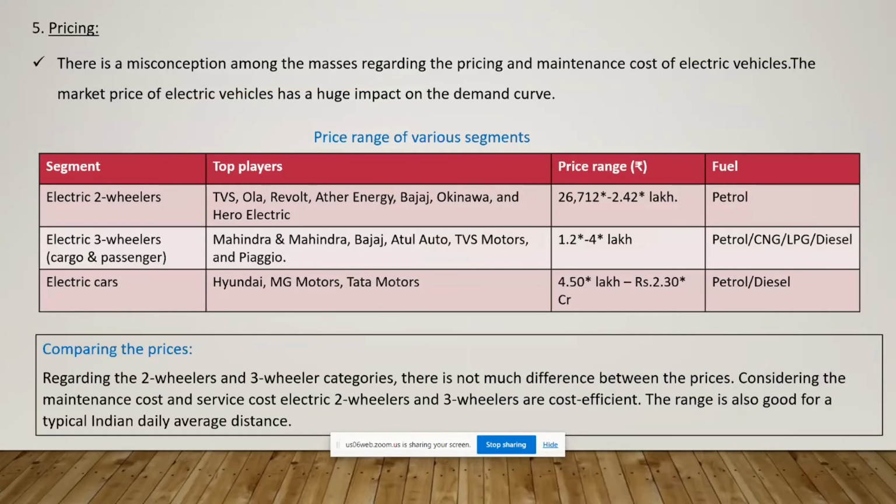And pricing. There is some misconception about the pricing of fuel and electric vehicles. People think electric vehicles are too costly to buy, but that is not the case. This is the price range, and I admit that electric cars are now costlier compared to other fuel vehicles, but in the upcoming years it will change also.